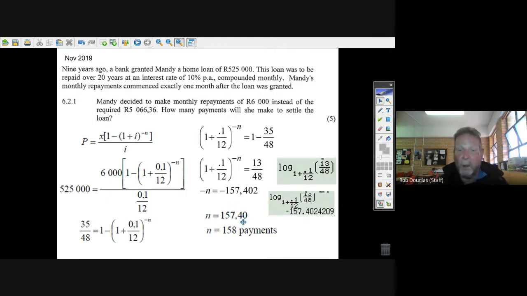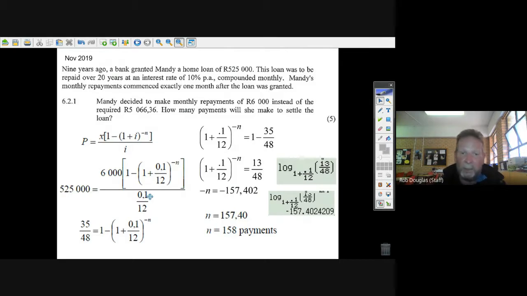Well, if that's what negative n equals, 157.4, that means there's 157 payments and just a little bit left after that. 157 payments and a little bit more. That means this last payment will be less, but it's going to take 158 payments. So that's why there are 158 payments.